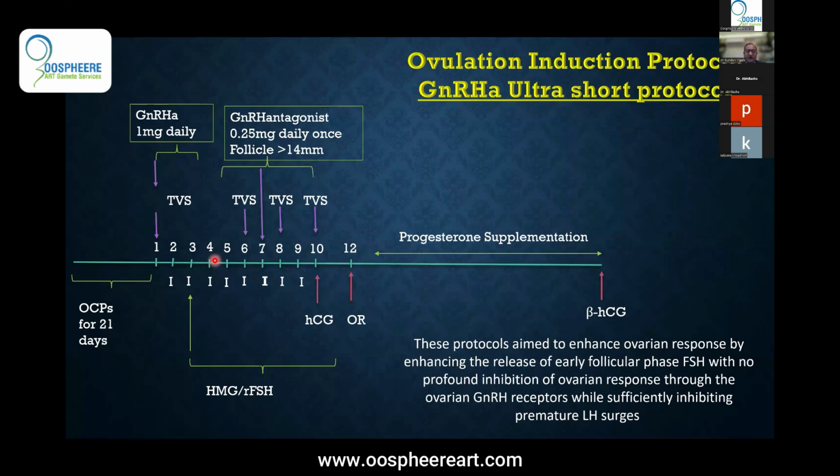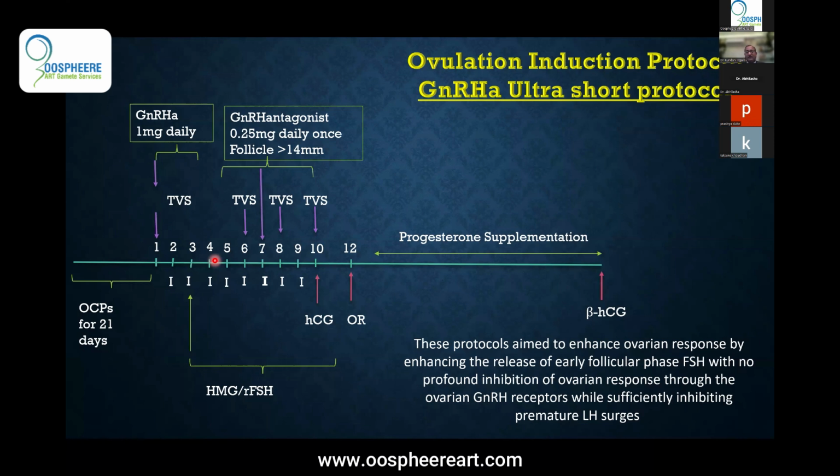And you will continue the antagonist till the day of trigger. Generally, these protocols aim to enhance ovarian response by enhancing the release of early follicular phase FSH. Because we are giving it in the first 3 days, we want that early follicular phase FSH release with no profound inhibition of ovarian response through the ovarian GnRH receptors, while sufficiently inhibiting premature LH surges. So this is what is called the ultra short protocol.